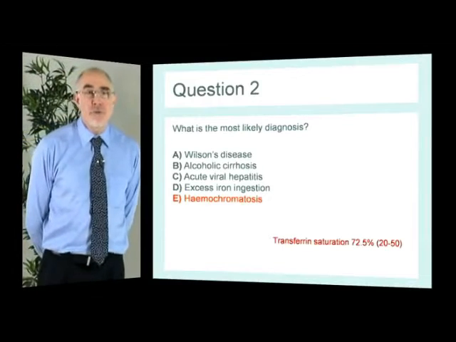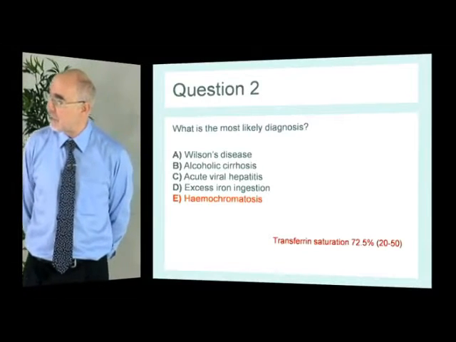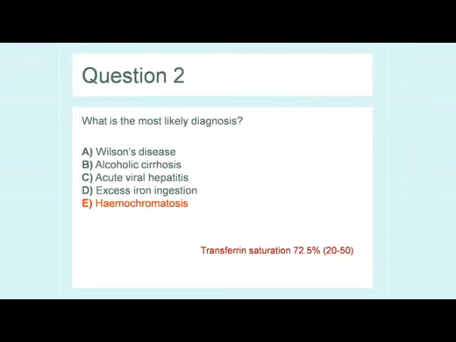Item C, acute viral hepatitis. We would expect much higher transaminases in a case of acute viral hepatitis, in the thousands very often. Although arthralgia can be found in acute viral infections, pigmentation would not be a usual feature.